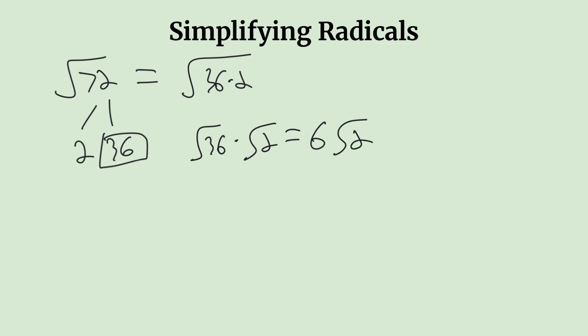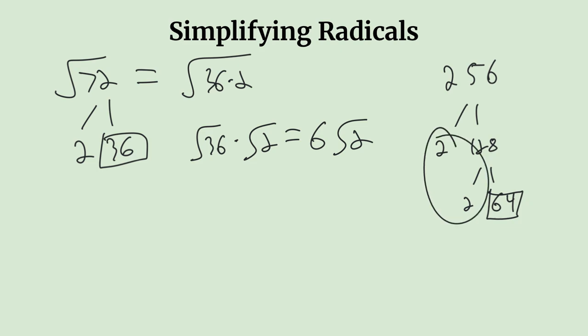If you have one that you can't figure out, but you think it might be something like 256, it's a pretty big number, I think something goes into it. So that would be 2 and 128. 128 is 2 and 64. And right there I see that 64 is a perfect square, so I can stop. I'll see I've got 2 pairs of 2s. So 256 actually works out pretty nice.